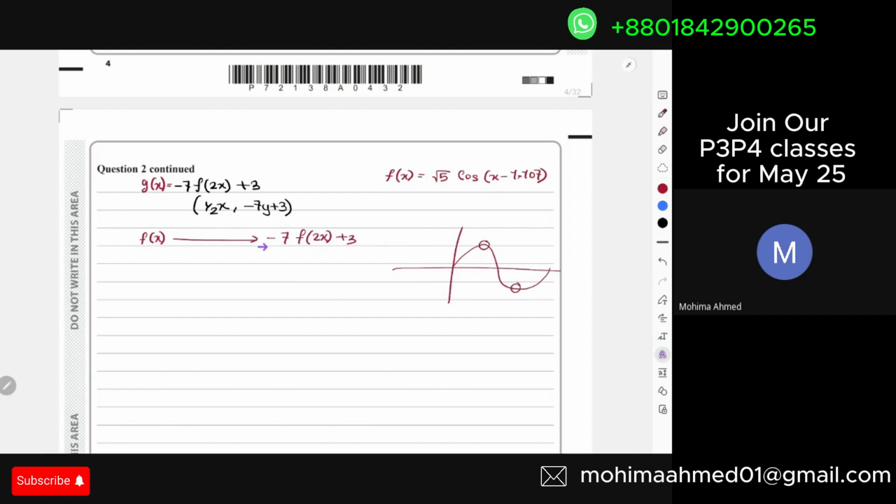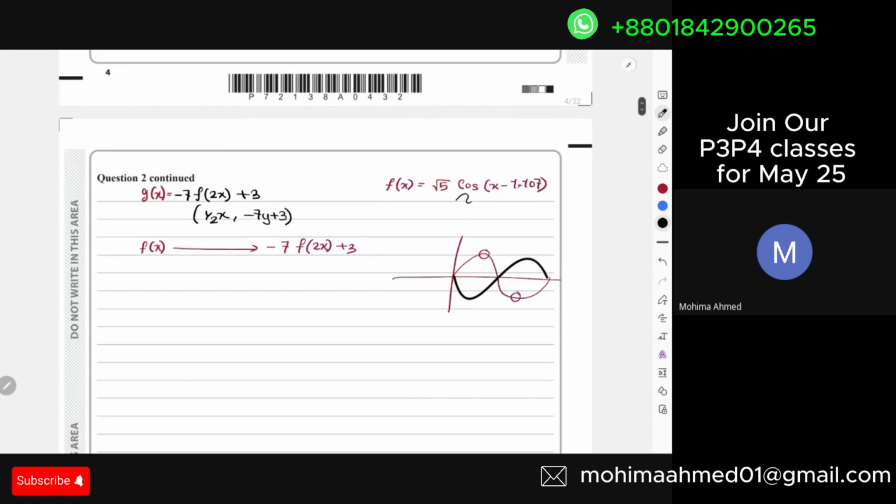Whenever you multiply minus with your fx, this minus will entirely invert your graph over the x-axis, right? As you can see, the maximum for the original graph becomes the minimum for the translated. The minimum for the original becomes a maximum for the translated. So they are asking you for this value. If you want to find out where the turning points are going to be, in this case, minus root 5 was multiplied with this equation, right?